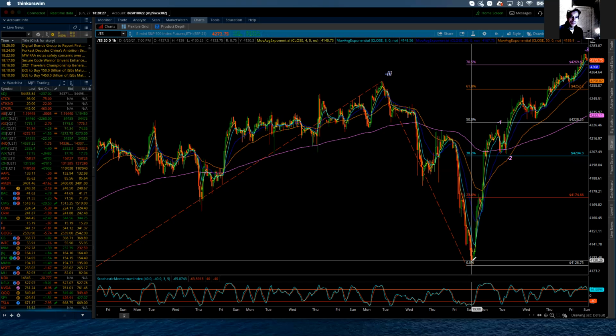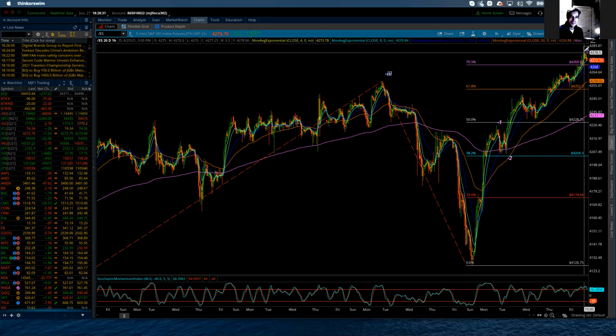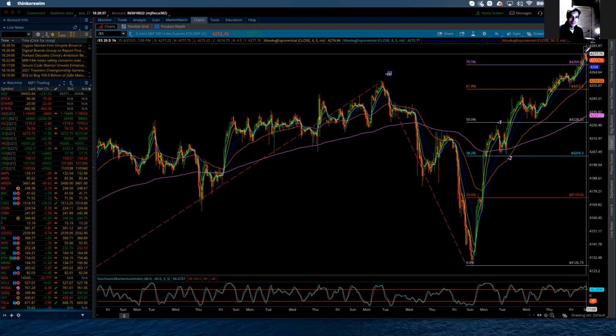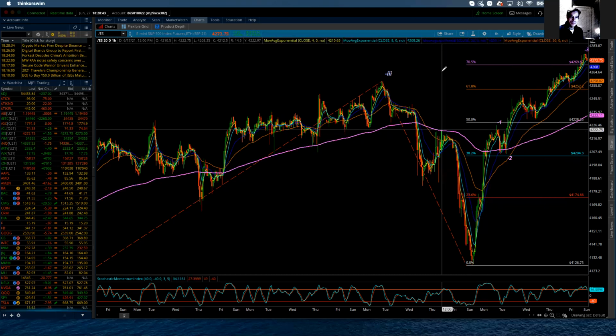Right now though, we opened in Globex today. We ran up to a quick new high at 42.78. I think 25 actually, maybe even 79, but right in that area. And that's what I am labeling wave three. The market ticked above the 70.5% level at 42.69, 42.70. In fact, the first time it was right on the nose, came back down, but then ran right back up. And that's okay.